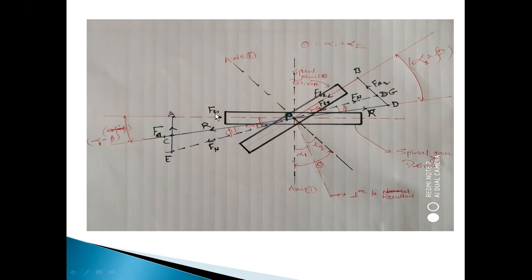Okay, so FT1 is equal to R into cos of alpha 1 minus phi.